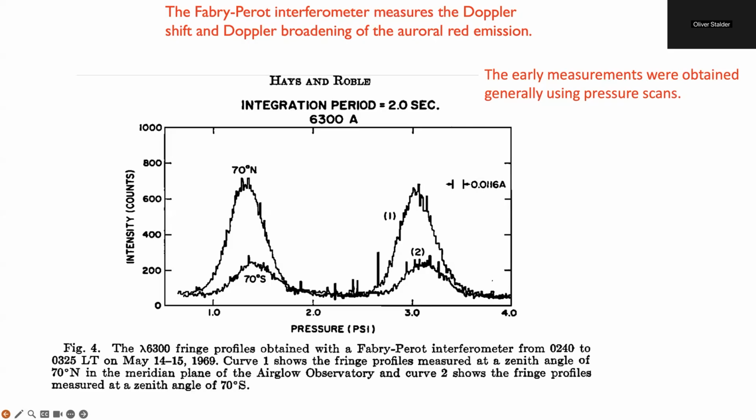This set of profiles took almost an hour. Went from 240 to 325. For the situation of an aurora, nowadays we would just need 1 minute, 60 seconds, to get data that was quite a bit more precise than what you're capable of getting from these measurements. What you see here are 2 orders that are covered by the pressure scan across a free spectral range of about 1.7 psi.